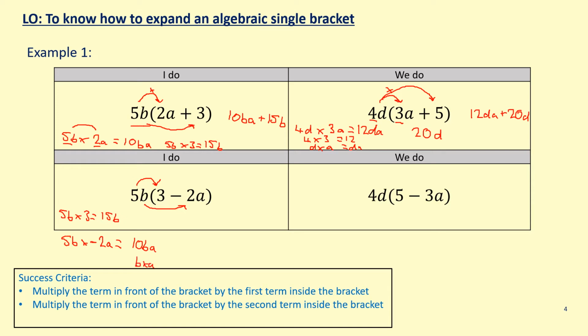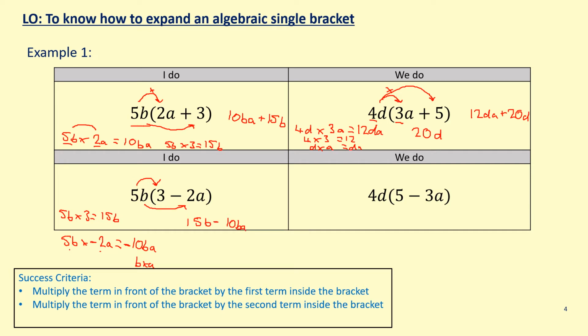So all we've done is got rid of the times sign. And then we've got to remember that we've got a positive number multiplied by a negative number, so that means our answer is negative. So therefore, our answer for this question here is 15b take away 10ba.